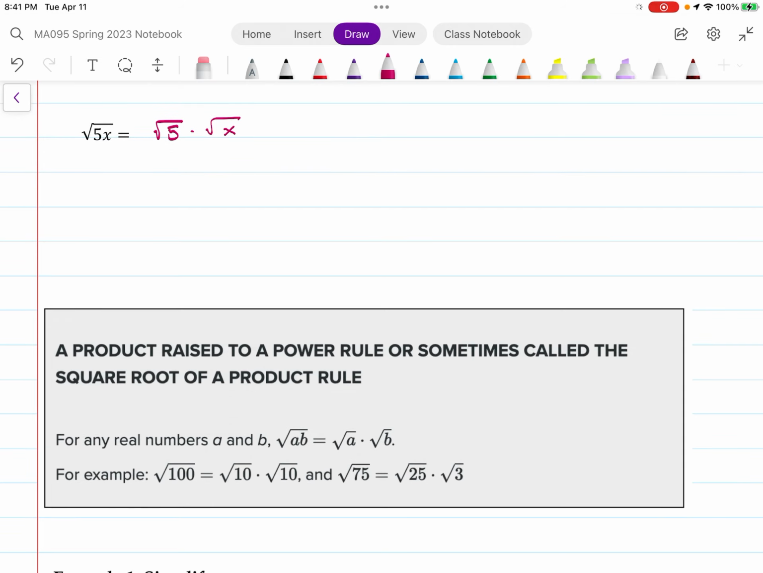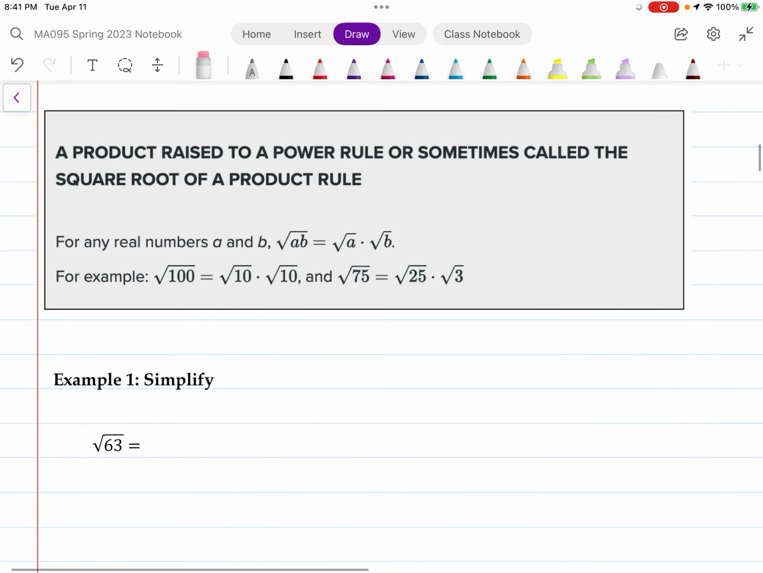So here's the rule for us. The square root of AB, this right here, square root of AB is the square root of A times the square root of B. So if you have something like square root of 100, here, it means the square root of 10 times the square root of 10. And the square root of 75 means the square root of 25 times the square root of 3, because 75 is 25 times 3. Okay, so you can break any of these up into their factors.